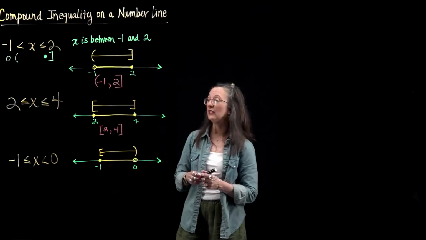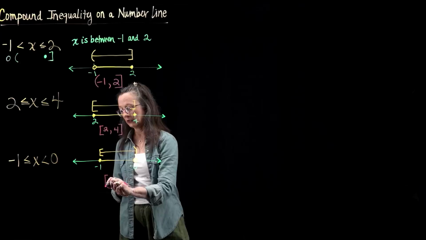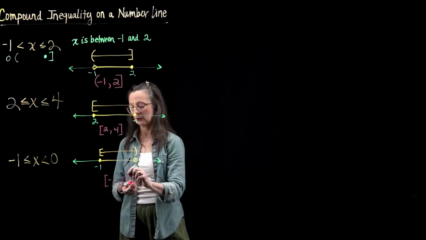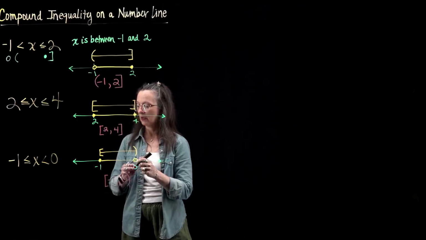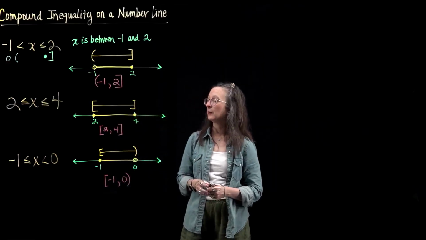And then finally, interval notation. We are including -1, so it gets a square bracket. It's going to go up to 0. 0 is not included, and so it will have a parentheses.